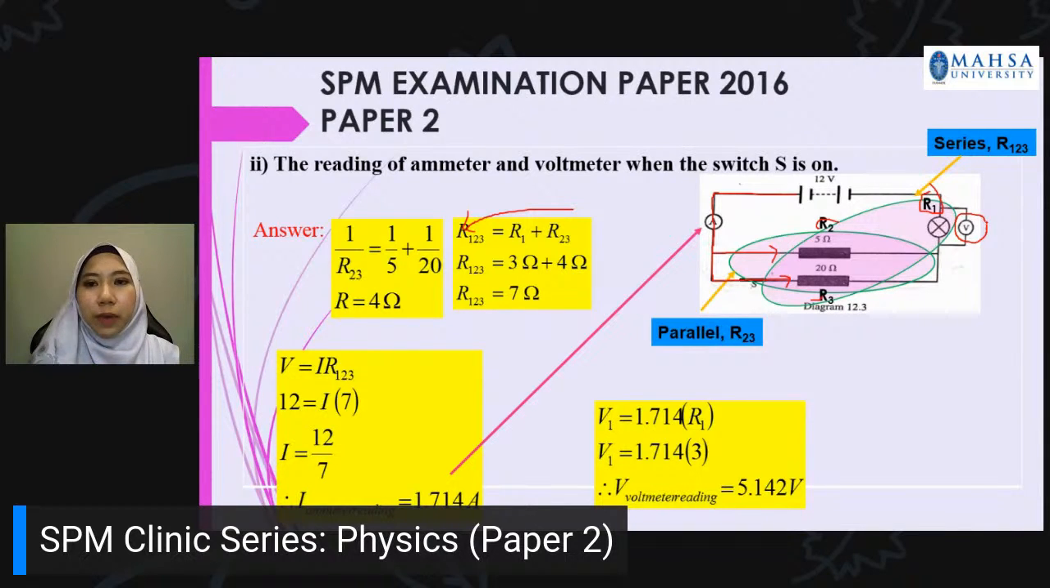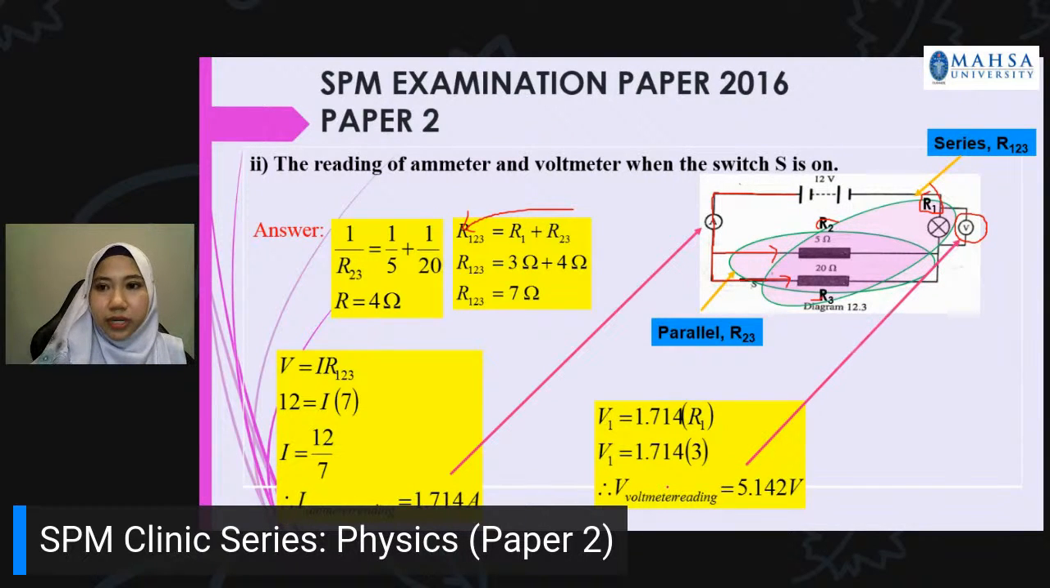So you have the current flowing across R1, which is 1.714, times the value of R1, which is 3, and then you get the voltmeter reading of 5.142 volt when the switch S is on. The most important thing is you need to know how to identify the type of connection, series or parallel, so that when you write your equation, the equation is correct and your final answer is correct.